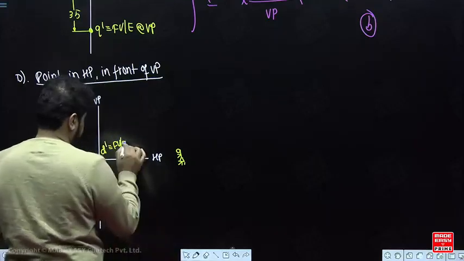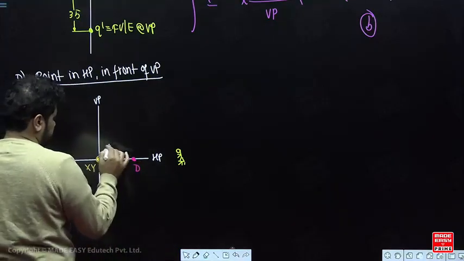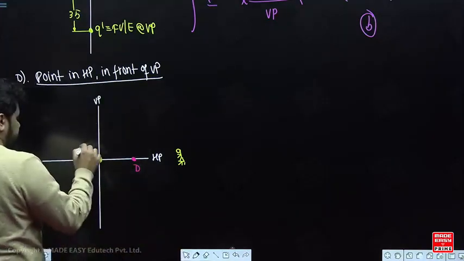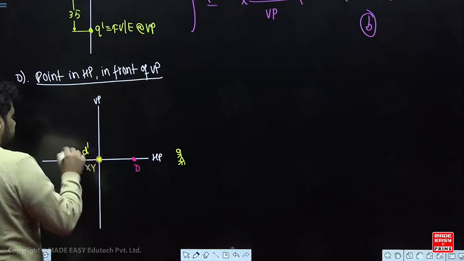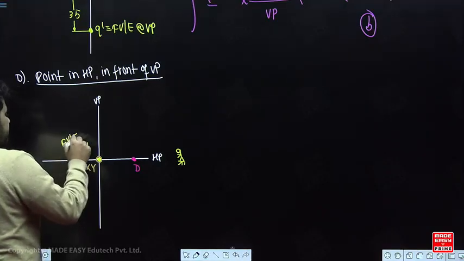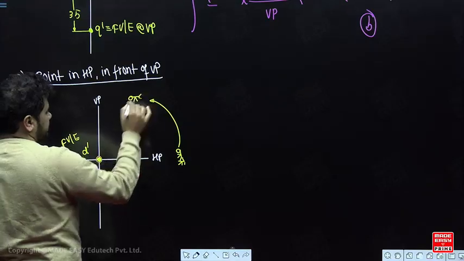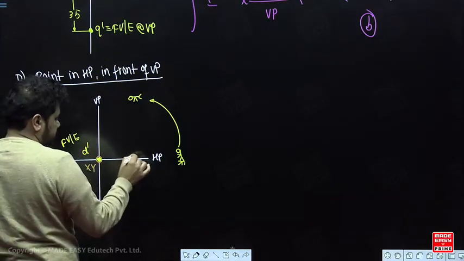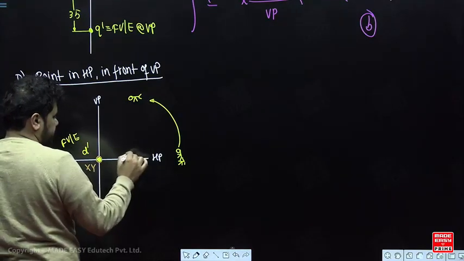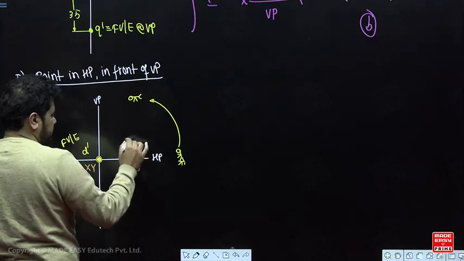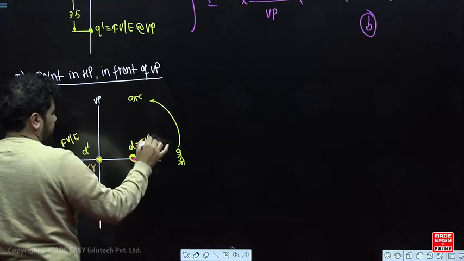Or you can write it here. So, this is your D dash, which is the front view or elevation. Now, when the observer is going at the top and seeing, so this D projection, it will be seen here only, isn't it? So, this is your D, which is your top view or plan.